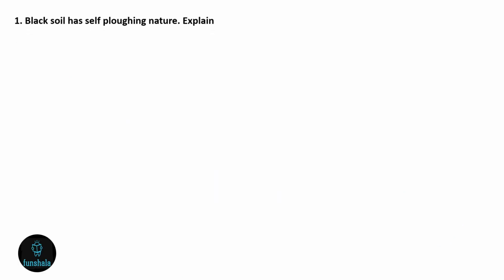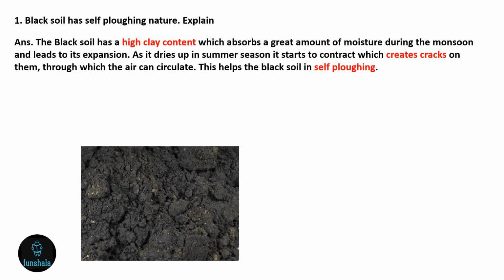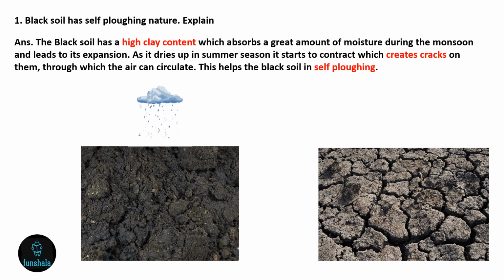The first question is, black soil has a self-ploughing nature. Explain. And the answer is, the black soil has a high clay content which absorbs a great amount of moisture during the monsoon and leads to its expansion. As it dries up in the summer season, it starts to contract, which creates cracks in it, through which the air can circulate. This helps the black soil in self-ploughing.